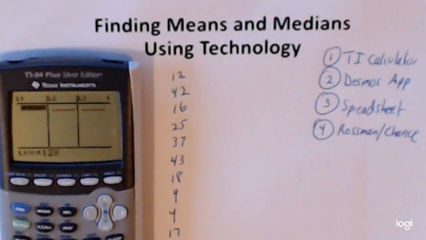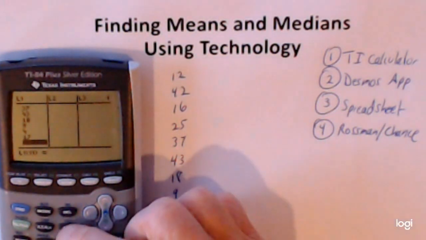So I'm going to enter 12, 42, 16, enter 25, enter 37, enter 43, enter 18. Enter 9, enter 4, enter 17. All right. So now I've got that all entered in there, and now I'm just going to do the calculation. And I'm just doing something called one variable statistics. Okay. So all the values are entered in the list.